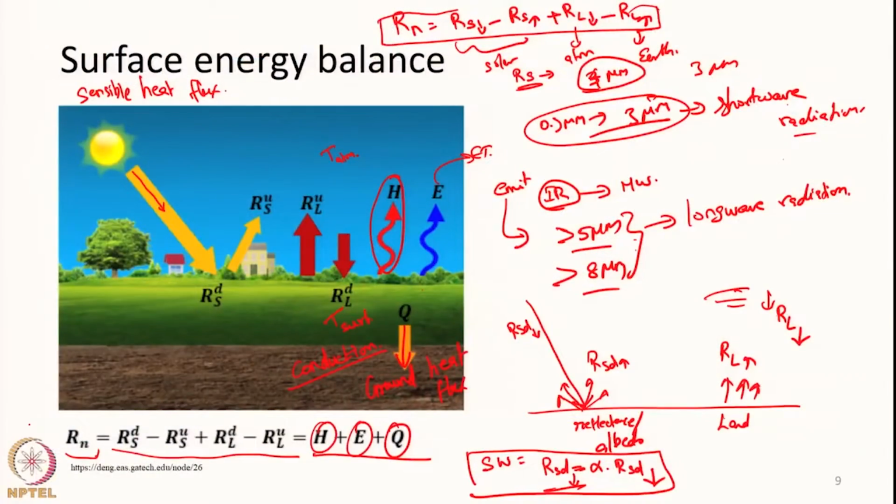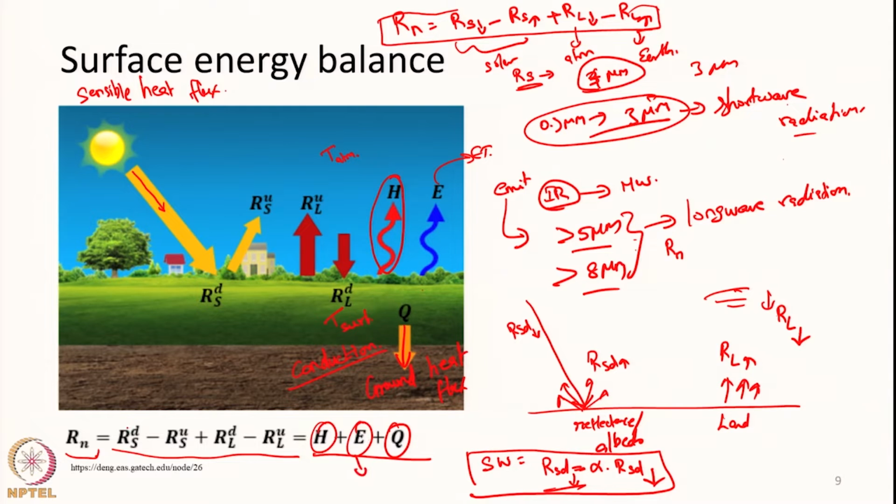So, this is what we have seen in the last lecture, what the surface energy balance equation is. To simply write, what we normally do in remote sensing is, we are interested in getting this E term. The E term is the evapotranspiration, that is what we need to get.